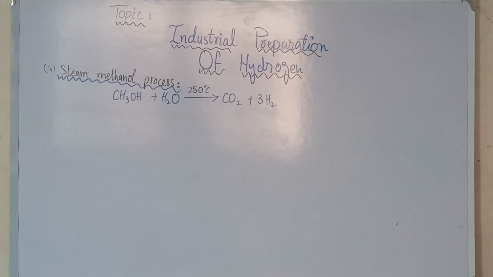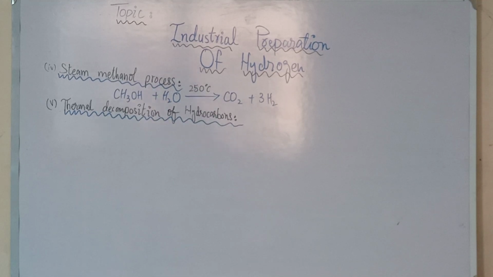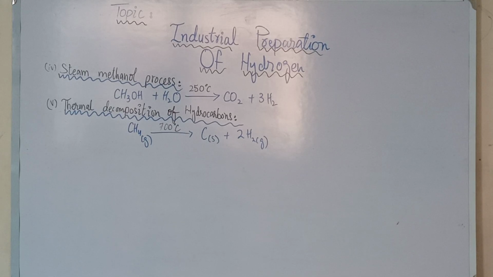Now come to process number 5, that is thermal decomposition of hydrocarbons, which can lead to the production of hydrogen gas. In this process, methane is heated in the absence of oxygen and is decomposed into its constituent elements, that are carbon and hydrogen. Carbon is in solid state and hydrogen is in gaseous form.